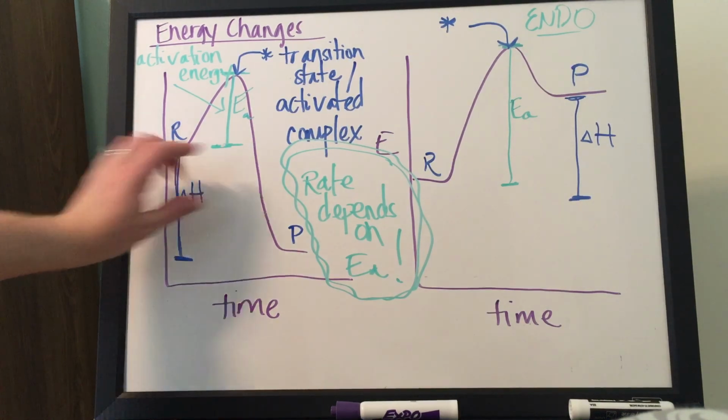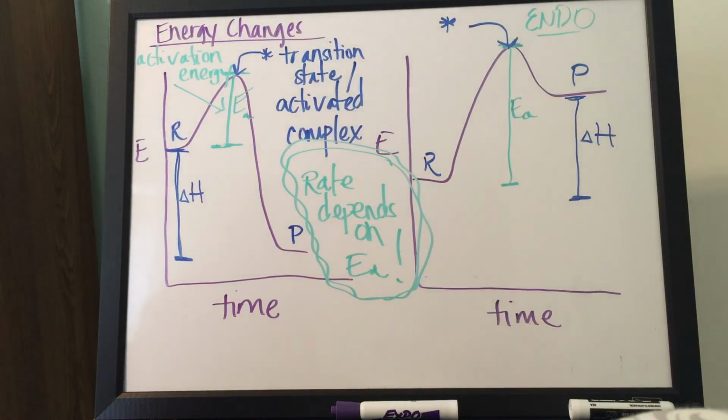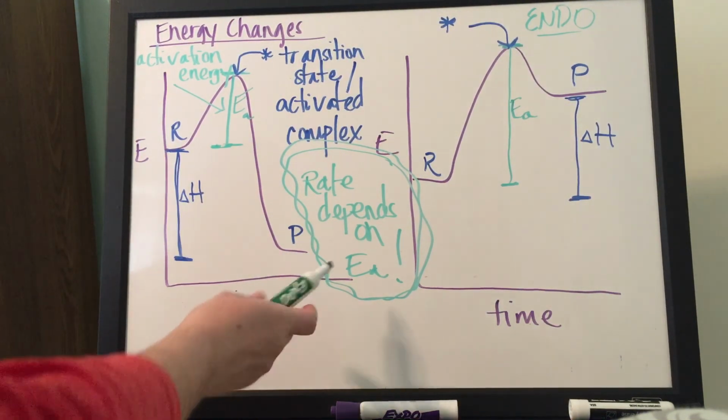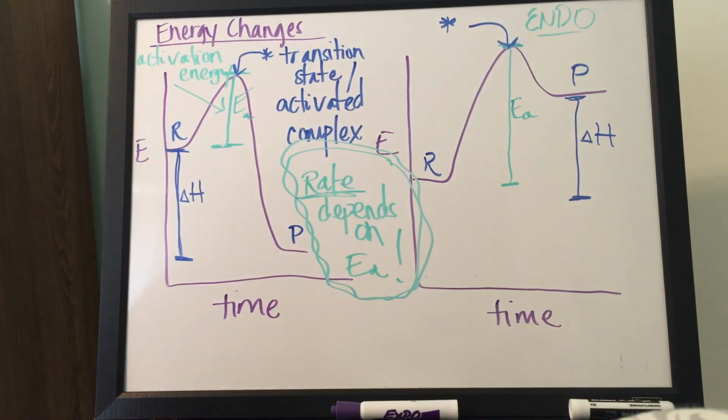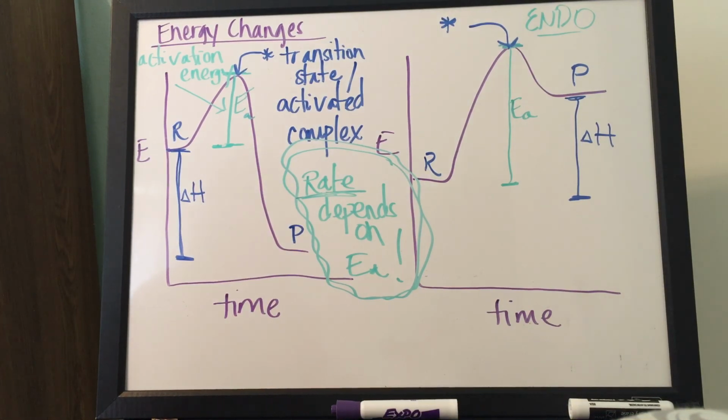Delta H tells you nothing about rate. So be very careful with that. So activation energy tells you everything about rate. Delta H tells you nothing about rate. It tells you everything about energy release or energy absorbed, but nothing about rate.